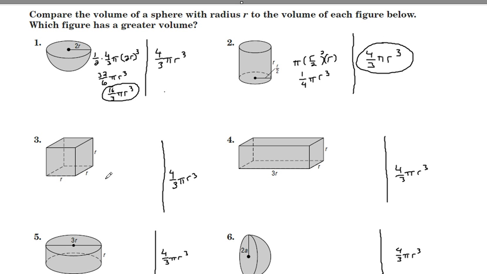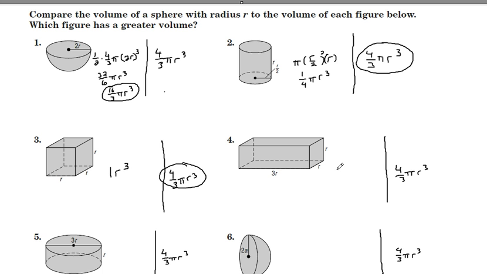For number 3, we have a cube with a side length of r, and the volume of a cube is length, width, height, they're all the same to the third power, so it's just r to the third. Now over here, the sphere, I have 4/3 times pi. 4/3 times pi is going to be bigger than this constant of 1. The sphere wins this round too. Sphere has a bigger volume.